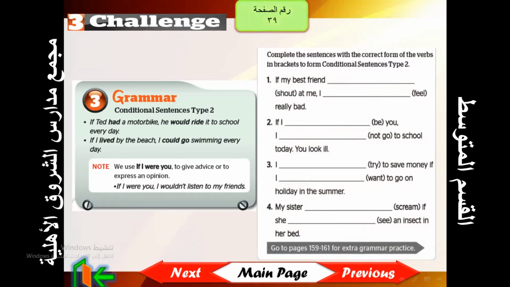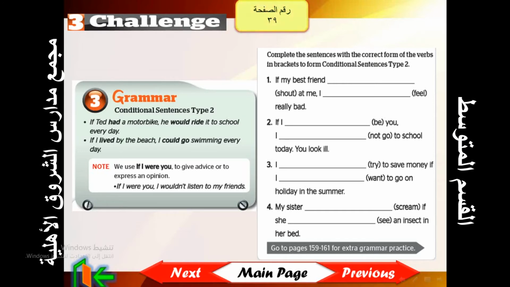I have some questions and we will try to answer these questions. Complete the sentences with the correct form of the verbs in brackets to form conditional sentences type 2. Okay, let's start. Number 1, if my best friend shout at me, I feel really bad.